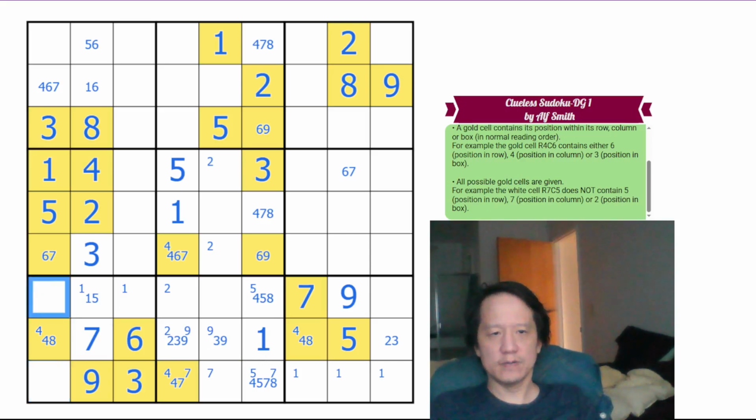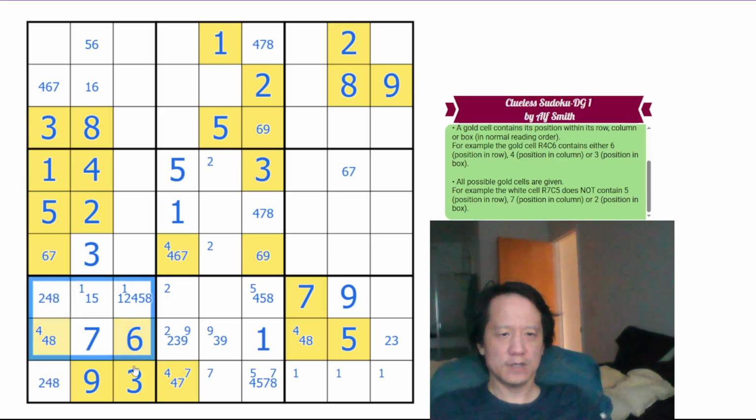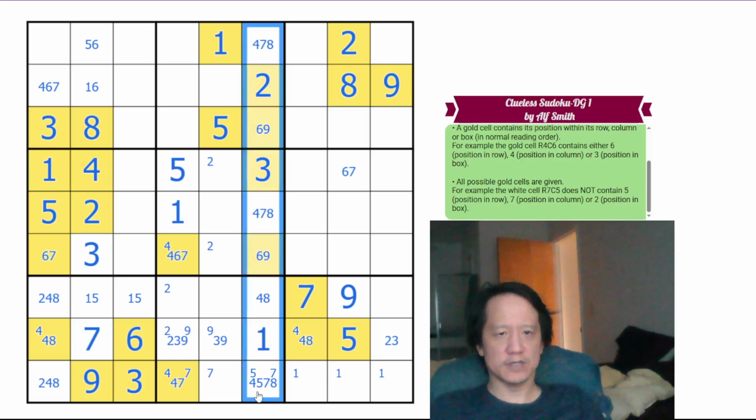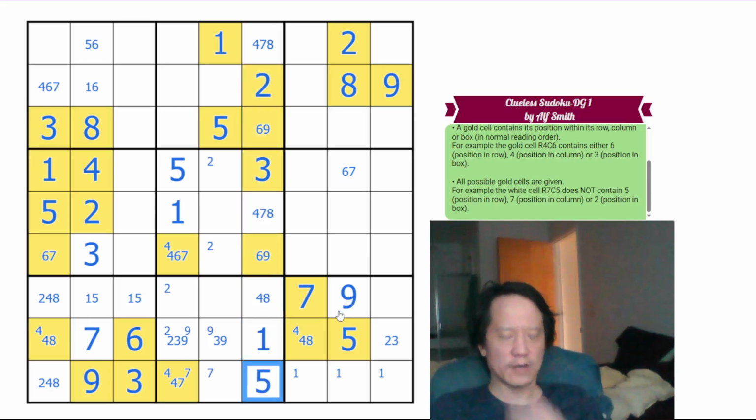Obviously, these digits cannot be 1. They can't be 5. We have a 2, 4, 8 triplet in box 7, which eliminates 2, 4, and 8 in the rest of the box. Therefore, we have a 1, 5 pair here, which means this cannot be 5. Where is the 5 in column 6 then? It has to be here. So this is 5.